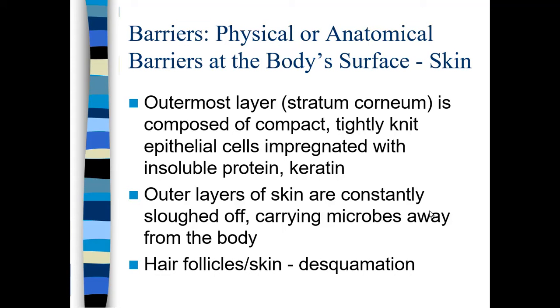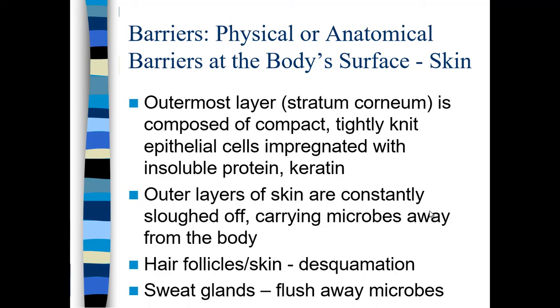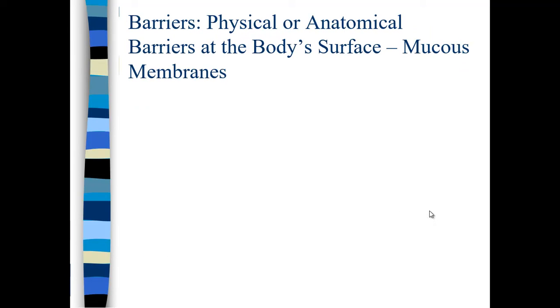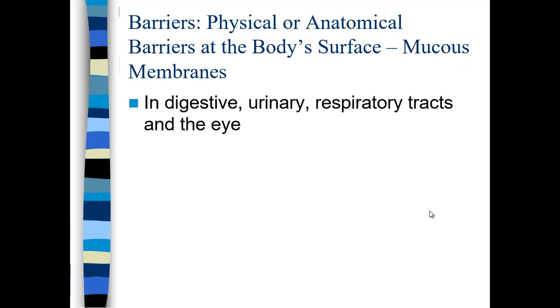In the hair follicles, hair is continually falling out and regrowing. That's called desquamation. And as the hair falls out in the shaft, that also carries bacteria. And then sweat glands, which include antimicrobial chemicals, acids, things of that nature, will kill microbes and also flush them away. Okay, mucous membranes. You find mucous membranes in the digestive tract, the urinary tract, respiratory tract, and in the eye.